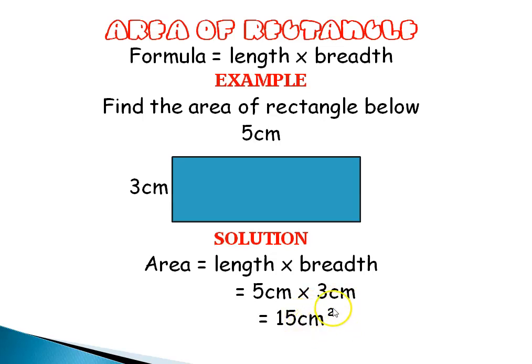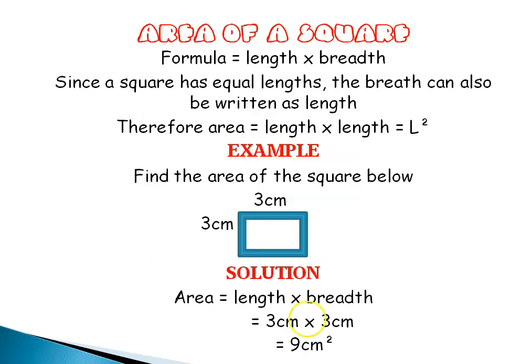Always remember that the unit for your area should always be in square, either centimeter square, meter square, kilometer square. It has to be square because I have 2 centimeter here. That's why I have centimeter square. Is that taken? Alright.